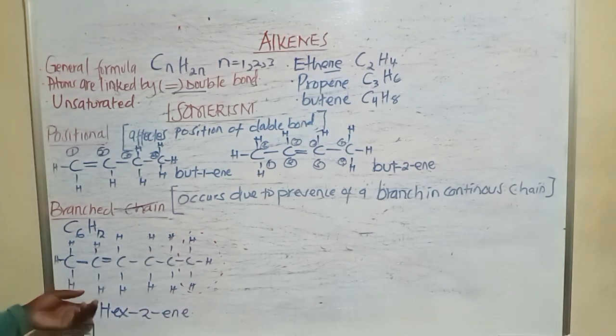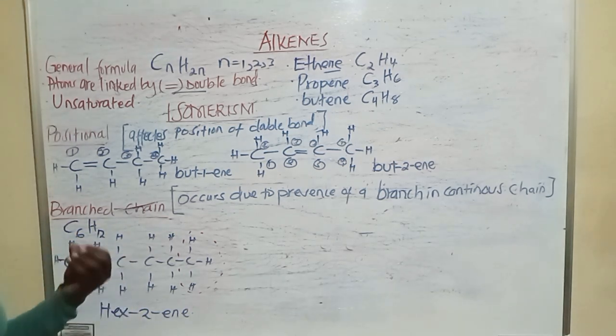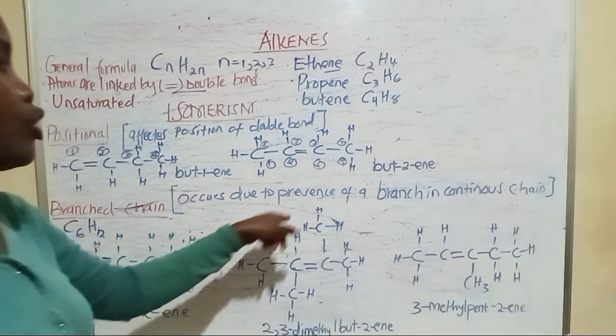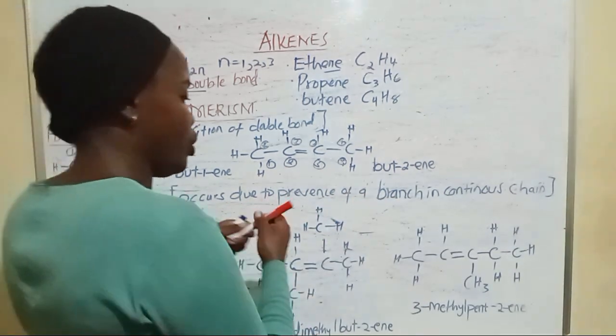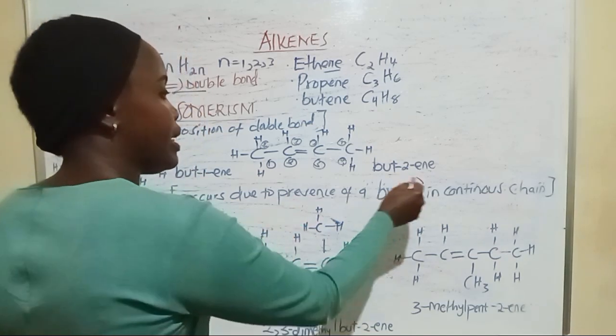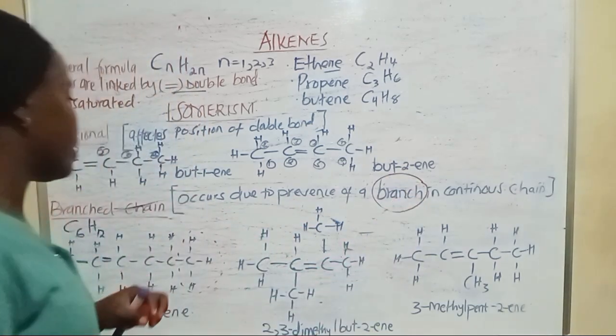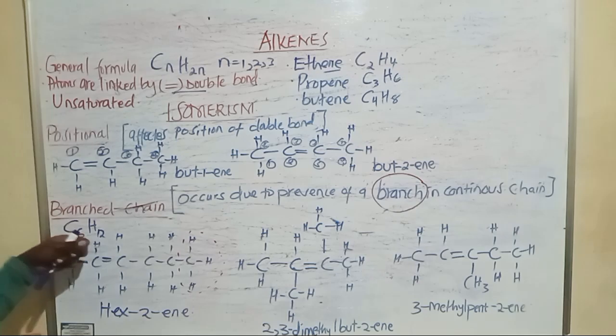Okay, our compound is hex-2-ene because of the position of the double bond in the second carbon atom, giving us this number 2 here. So let us look at the isomers of hexene. This occurs due to the presence of a branch in our continuous chain. So we have a branch in a continuous chain. So we're going to look at hexene.